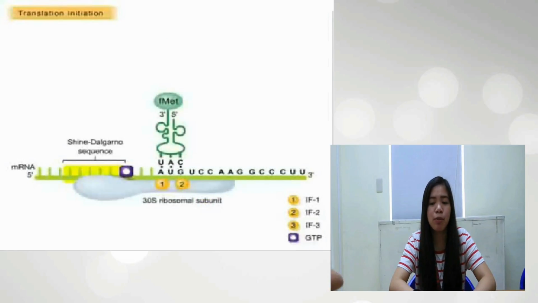Upon binding of the fMet tRNA to the mRNA, IF3 is released, with the remaining assembled components called the 30S initiation complex.